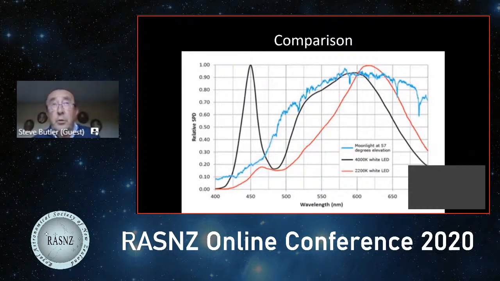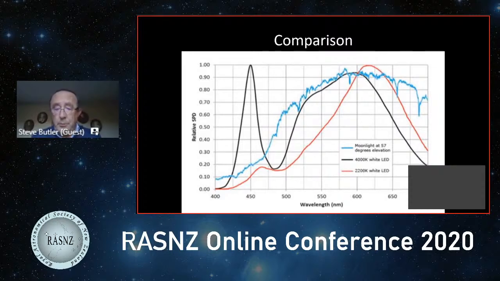But one of the anomalies or one of the weaknesses of the correlated colour temperature classification is that the 4000 Kelvin LED and the moonlight share the same correlated colour temperature. So they're both roughly 4000 degrees Kelvin. And that just indicates that correlated colour temperature classification is not robust. So you've got to be very careful and look at the spectral distribution of the light source as well.